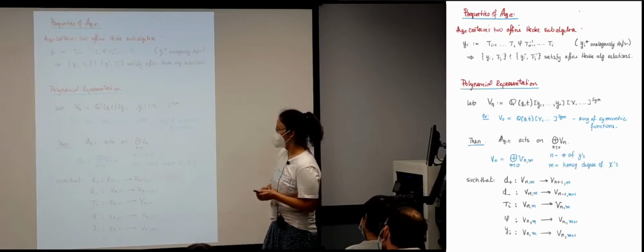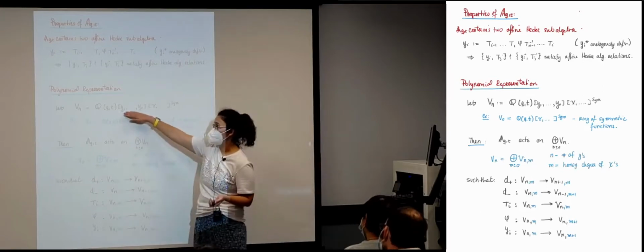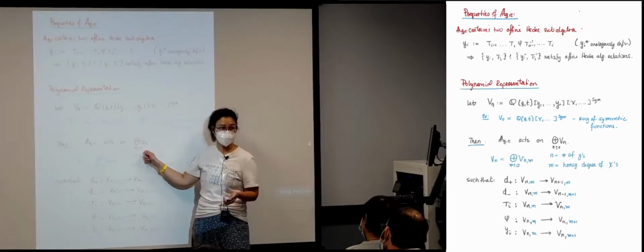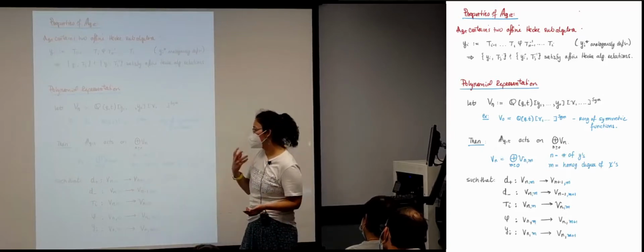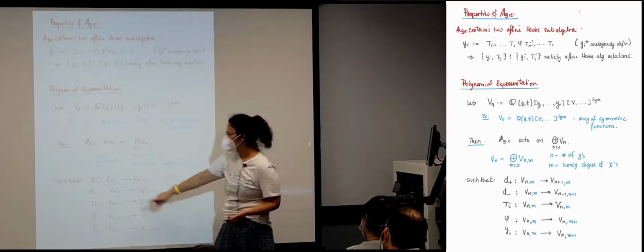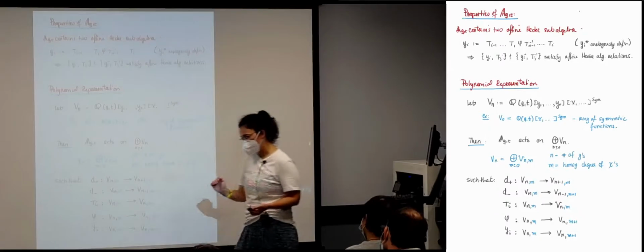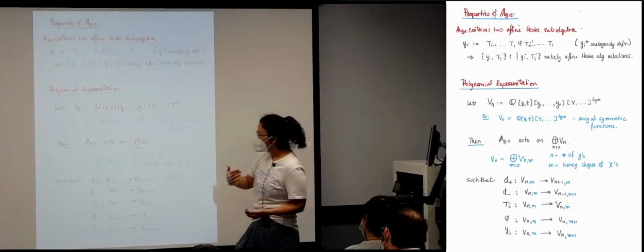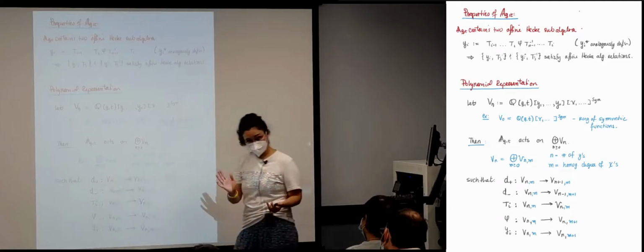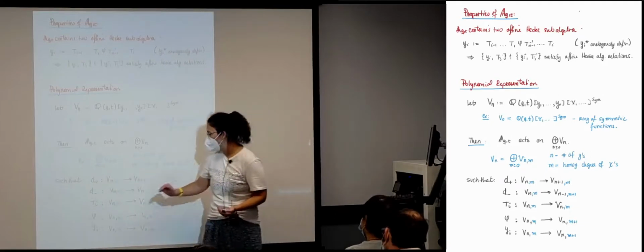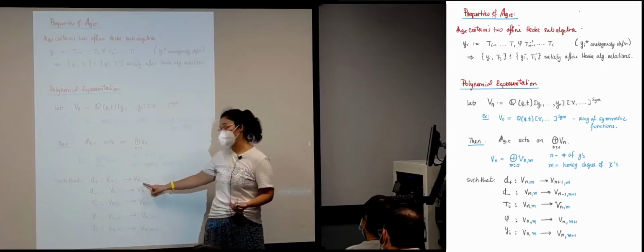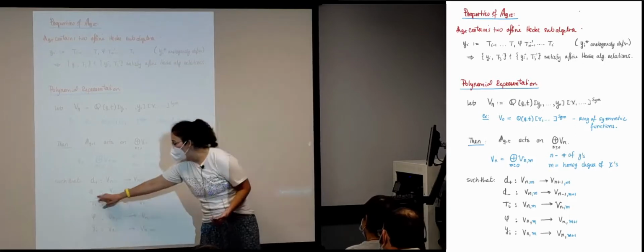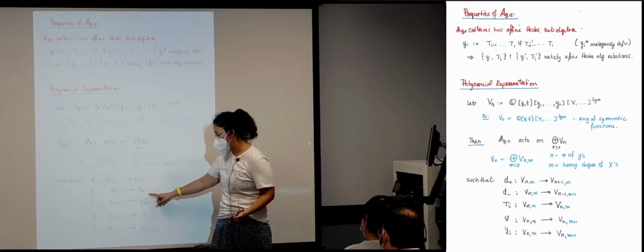So first of all, we don't want to act just on each V_n. We want to act on the direct sum of these V_n's. Why? Because we want to think of these d plus and d minus as raising and lowering operators on these V_n's. So we want d plus to go from V_n to V_{n+1}, and d minus to go from V_n to V_{n-1}.